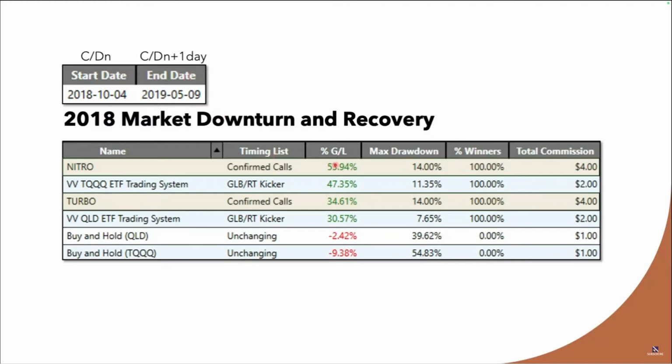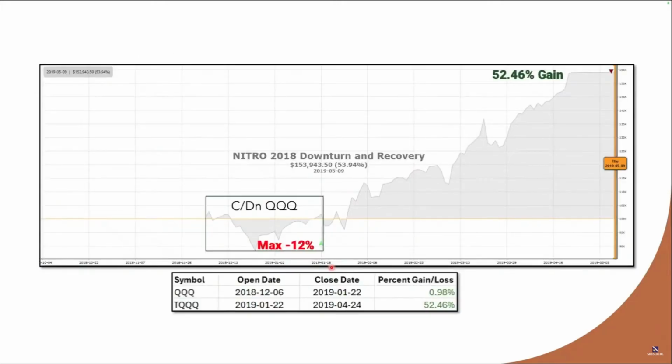And Nitro comes up on top with 53%, but really not a lot of difference here. Using TQQQ would have gotten you a little lower drawdown. So everything reversed pretty well, except for buy and hold during that period. The difference here is quite substantial. So really all the systems did very well at outperforming the buy and hold strategy during that period.